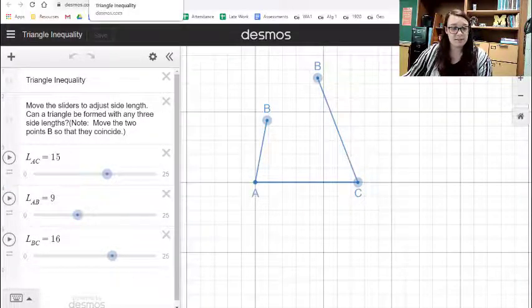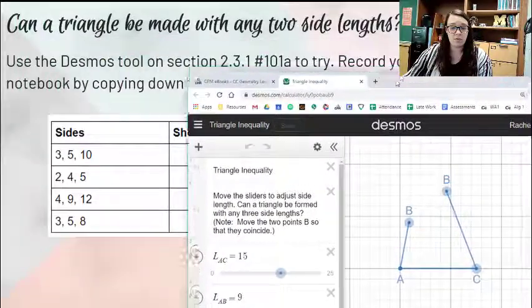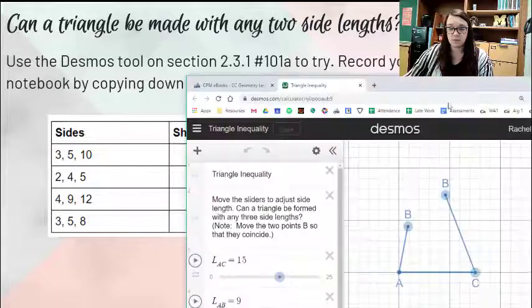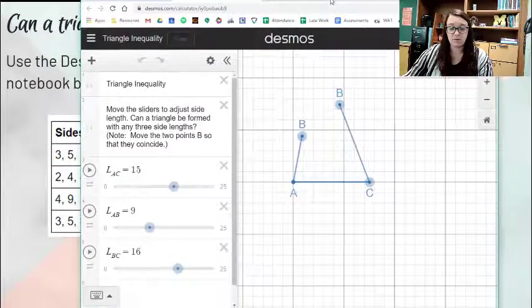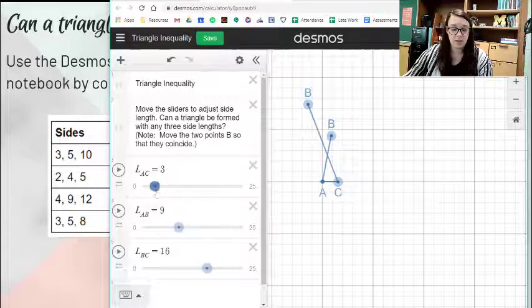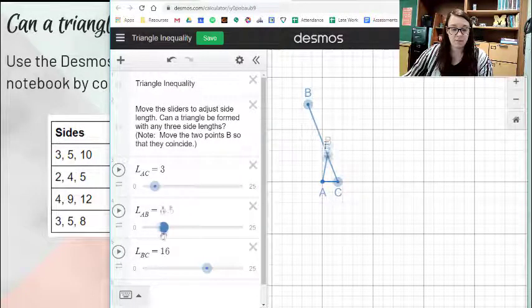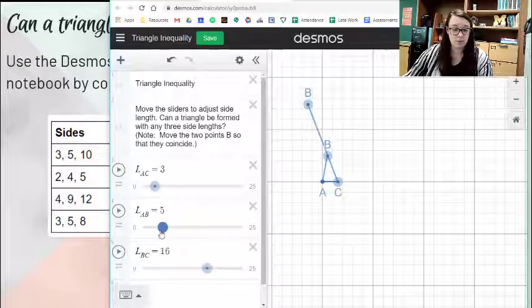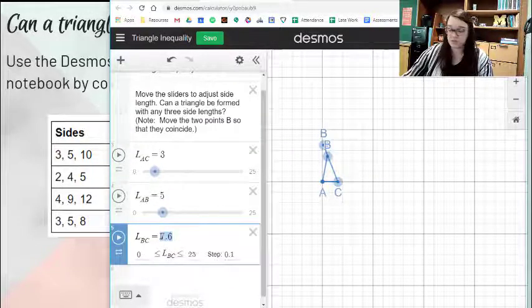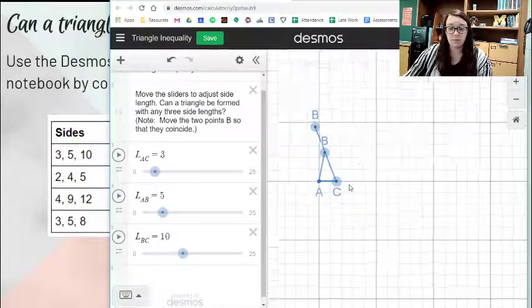I'm going to go back to my slide and go back and forth for a moment with you. Actually, let's see. The first one is 3, 5, 10. So if I can pull that up, that'd be cool. Why isn't it letting me? There it goes. So 3, 5, 10. I'm going to move these sliders to have 3, 5, and 10. And if you're having a hard time with the slider, you can just change the number. So there, we've got 3, 5, and 10.